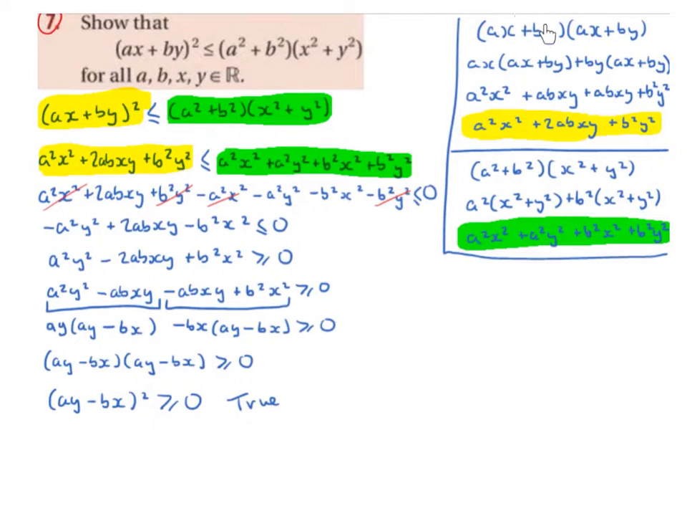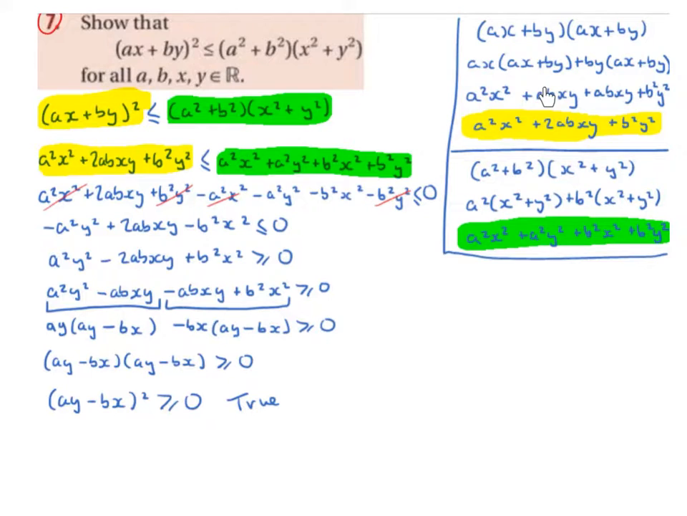So I've got (ax + by) multiplied by (ax + by). I bring down the ax, stick on the (ax + by), bring down the by, stick on the (ax + by). Then I multiply out the brackets. ax by ax is a²x². ax by by is abxy. by by ax is abxy. And by by by is b²y².